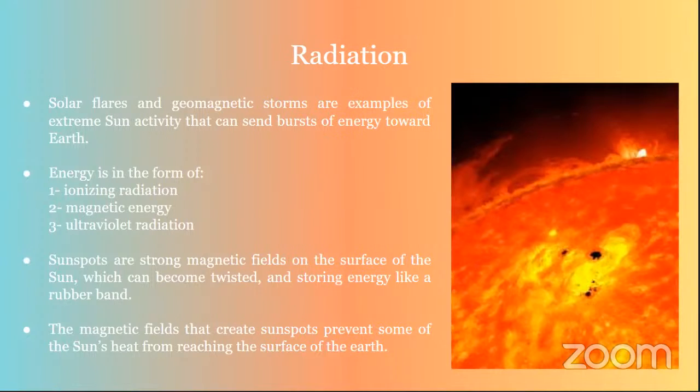Sunspots are strong magnetic fields on the surface of the sun, which can become twisted and store energy like a rubber band. The magnetic fields that create sunspots prevent some of the sun's heat from reaching the surface of the Earth.